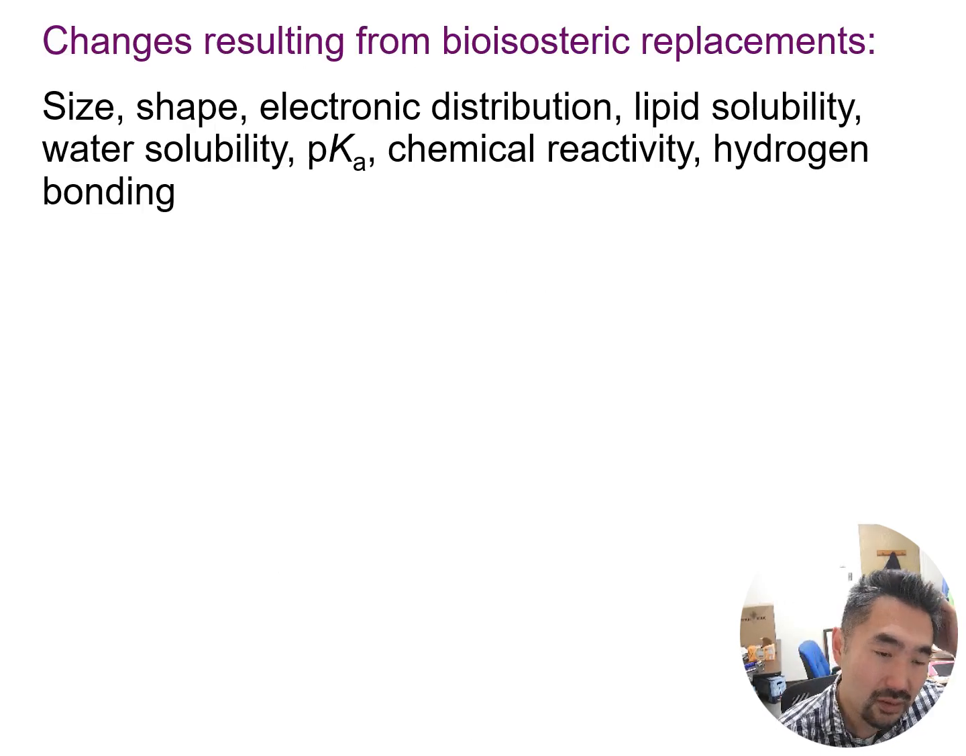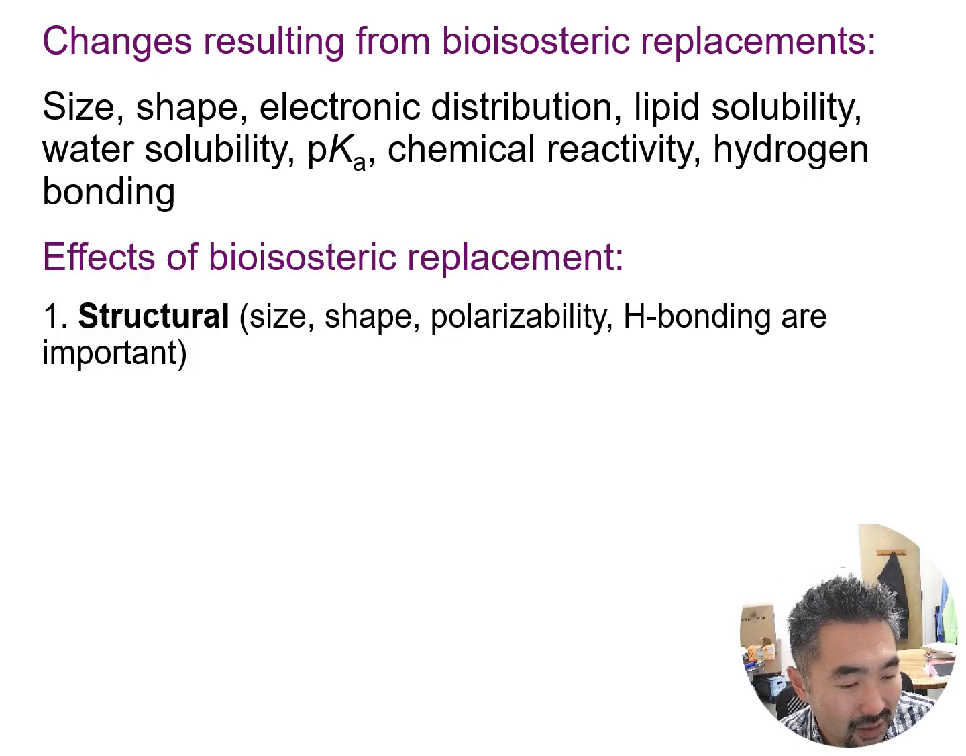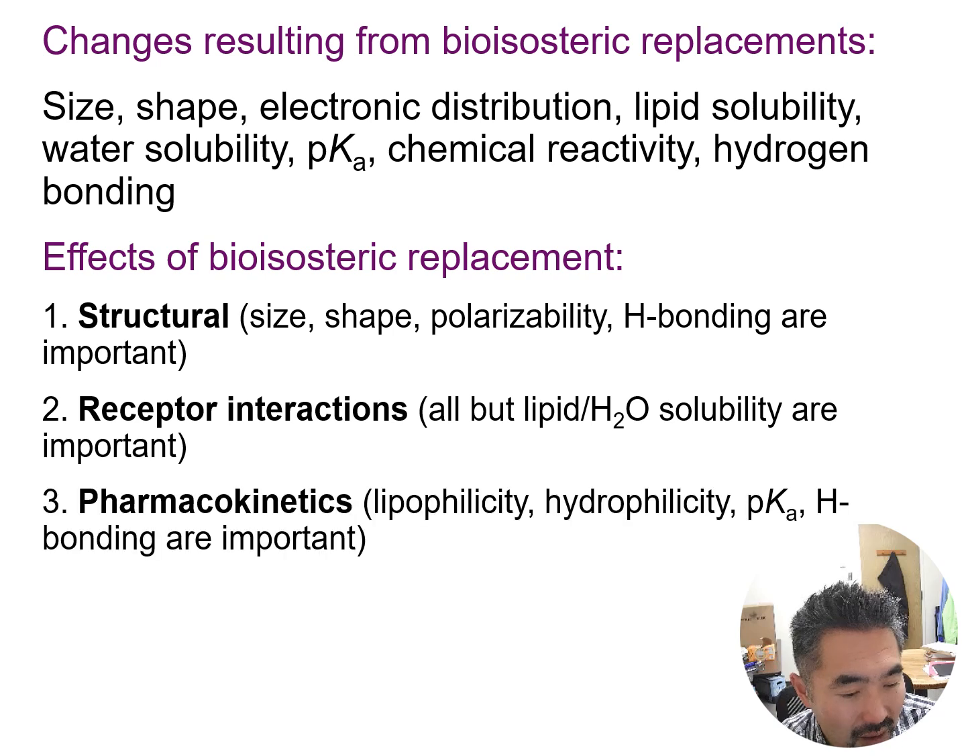So why do we do this bioisosteric replacement? Sometimes changing the size, shape, or electronic distribution just a little bit results in effects that are desirable, usually pharmacokinetic property changes is what you're going for. Sometimes it results in pretty different structural changes, right? That results in different pharmacokinetic properties.